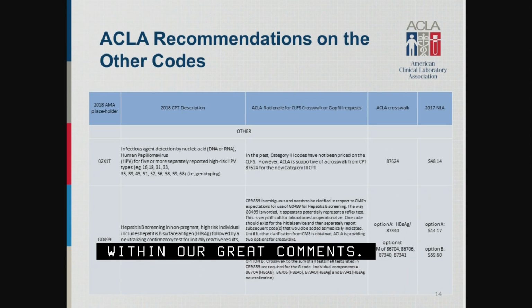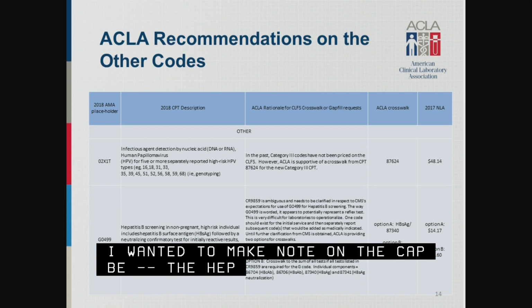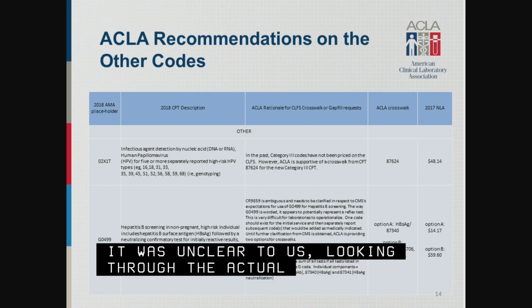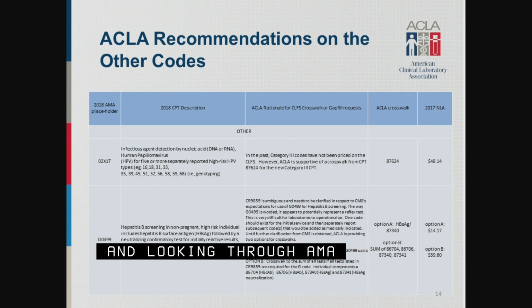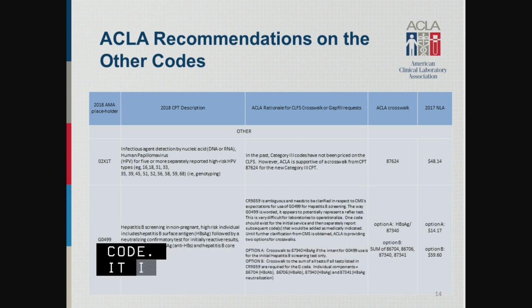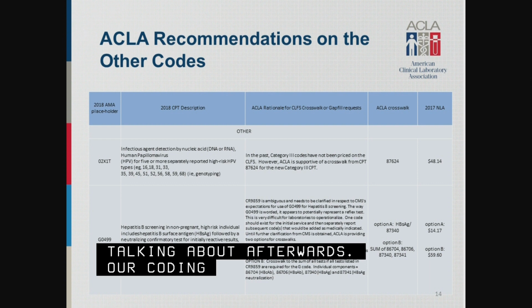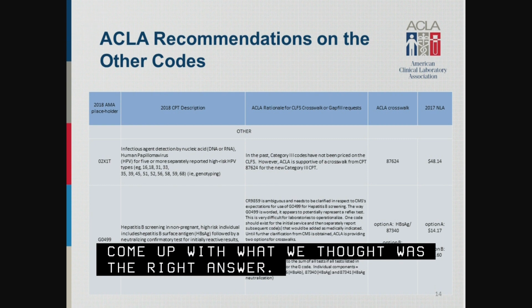I wanted to make note on the Hep B code, G0499. We actually provided kind of a bifurcated recommendation, and really the reason we did that is it was unclear to us, in looking through the actual descriptor and then also looking through AMA materials, how to approach that code. It almost reads like it's talking about some sort of a reflex test, and so is it a reflex test that then always includes what we're talking about afterwards? Is it just the initial antigen testing? Our coding committee couldn't really come up with what we felt was the right answer there. So we provided two different crosswalks based on how you view that code, and that's what we put out for your consideration.